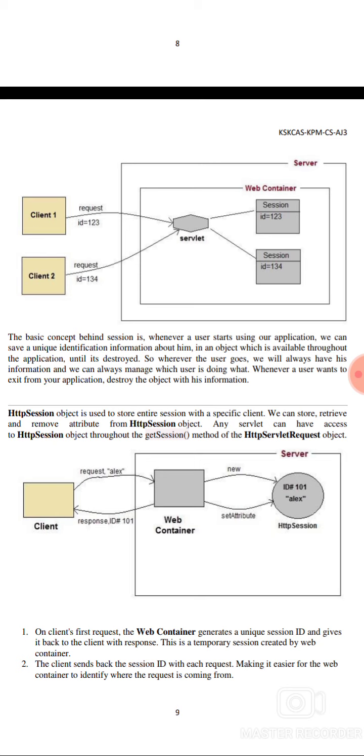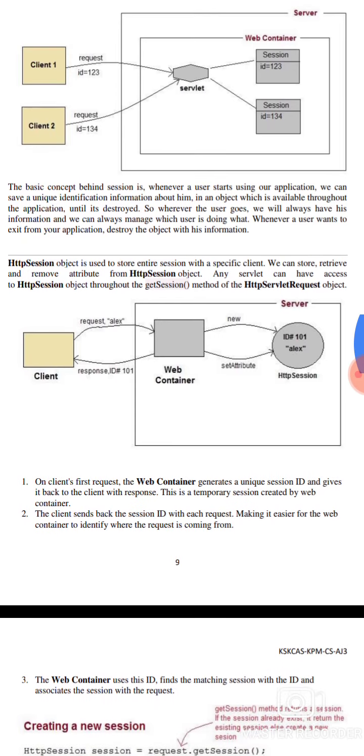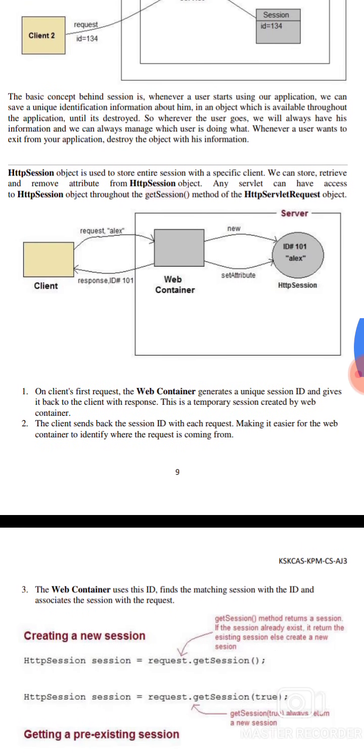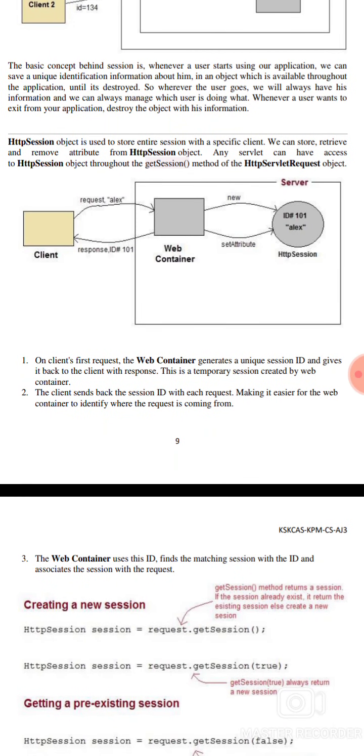The web container assigns session ID 123 and session ID 134. The client interacts with the servlet, and the web container stores the information. The HTTP session object is used to store the entire session with the specific client. The client requests the web container, and the web container responds to the client.